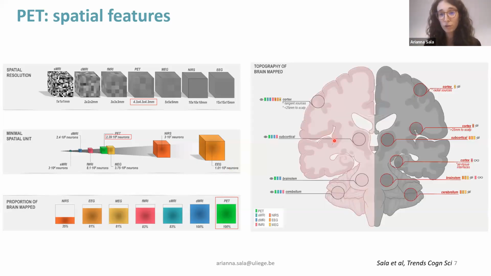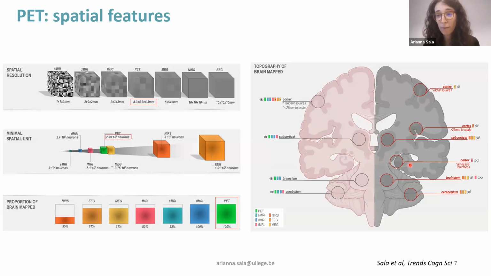And also very important to stress is that PET has a good spatial resolution at cortical level, but it's also very good at measuring radioactivity at the subcortical level, at the level of cerebellum, and at the level of brainstem, allowing us to really have, let's say, an accurate picture of whatever is going on in all different regions of the brain.